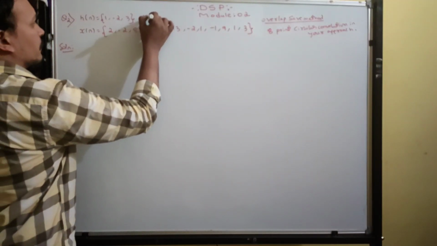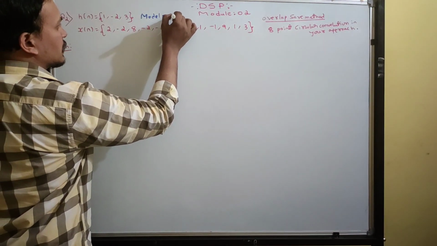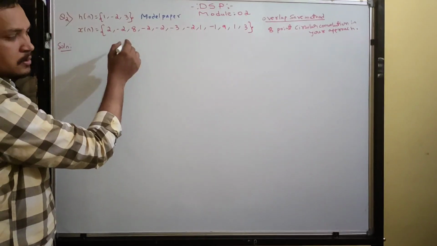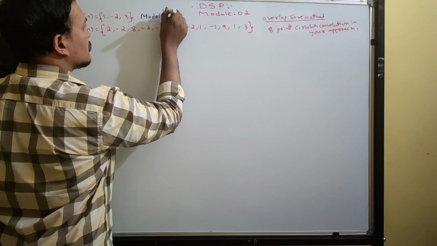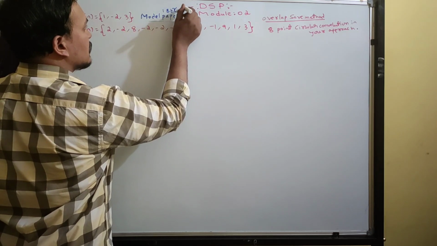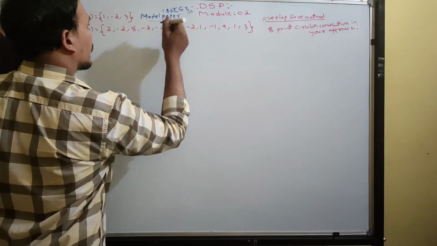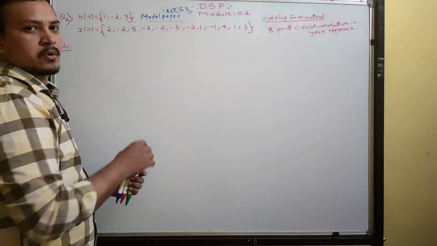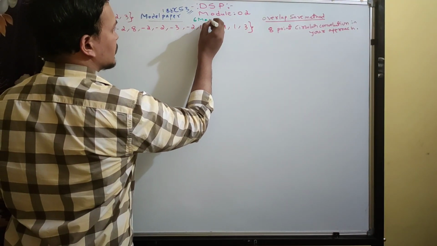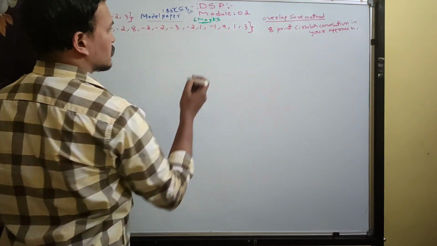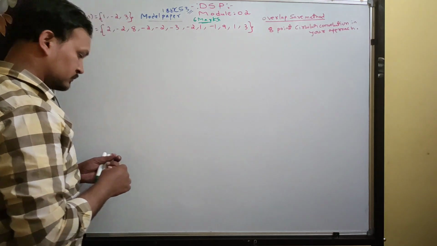So this question is a model paper problem. Check your website, you can see the question correctly in the model paper, EC branch 18 EC, some code 53 or 53, I am not sure. It is a model paper question asked for 6 marks, so it is very important. So, the overlap save method.